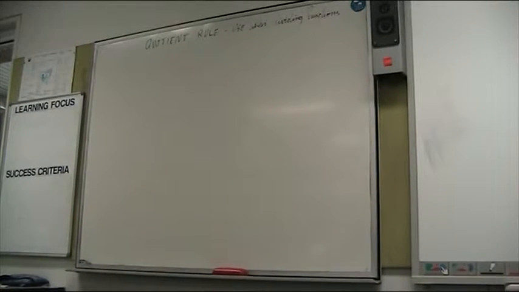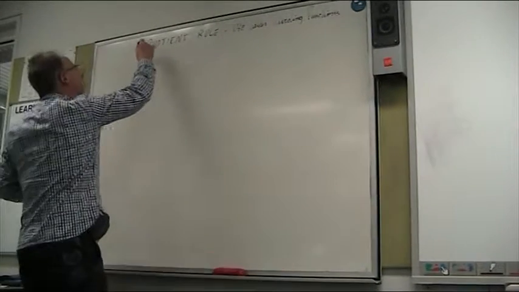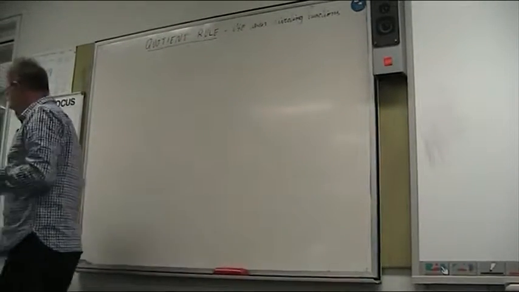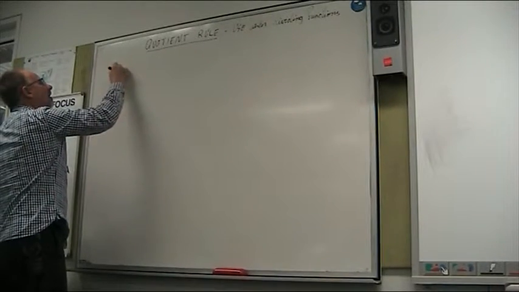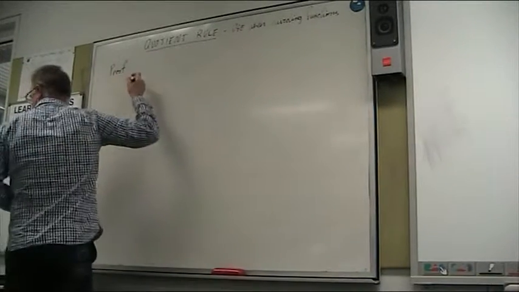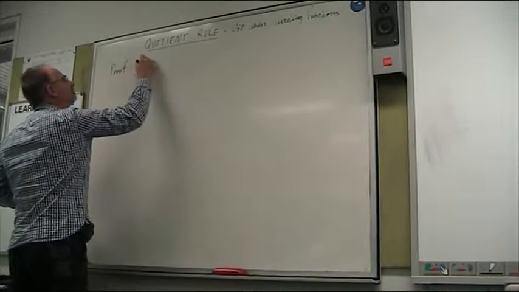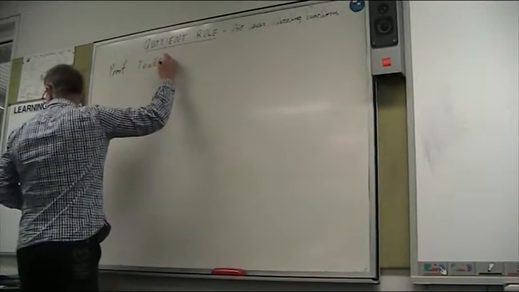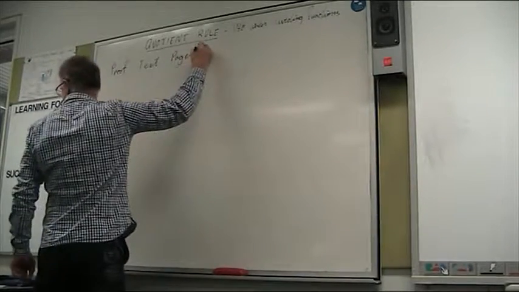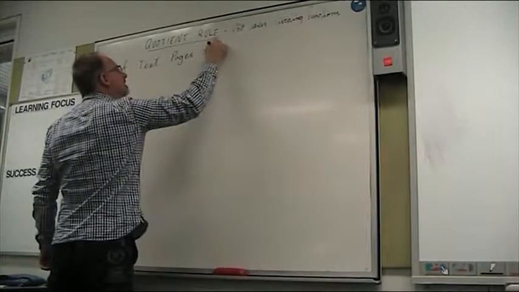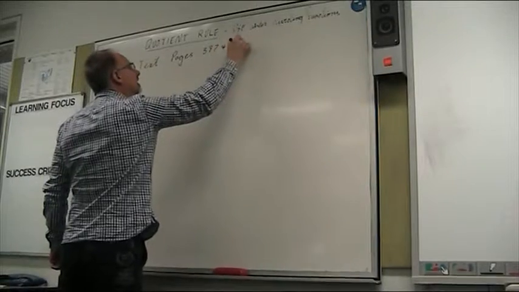All right, so today we're doing a thing called the quotient rule, and we use that when we're dividing functions. Again, if you want the proof, you can look it up. It's in the text, pages 397 and 398.